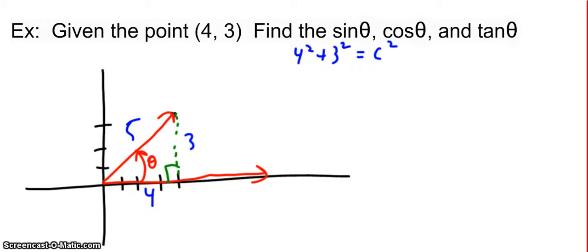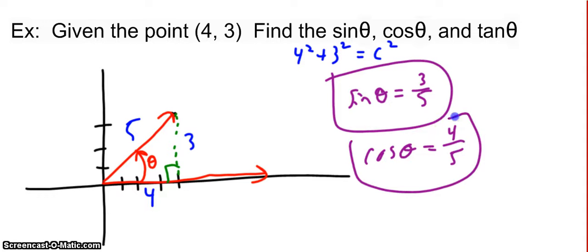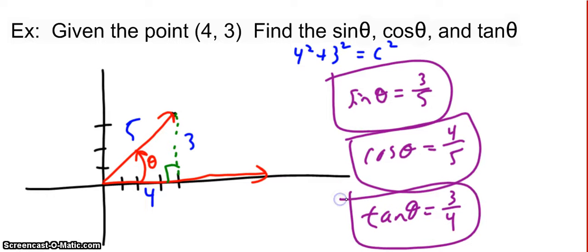Now I want to evaluate the sine of theta. Sine of theta is opposite over hypotenuse, so that's 3 over 5. The cosine of theta is adjacent over hypotenuse, so that's 4 over 5. And the tangent of theta is opposite over adjacent, so that's 3 over 4. That's it. It's that simple.